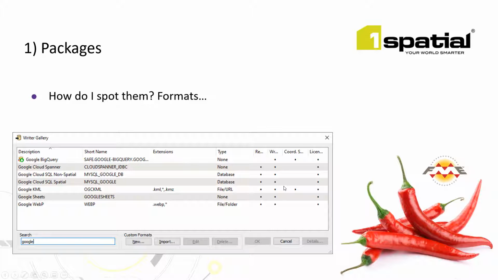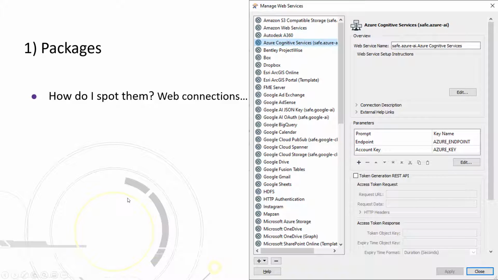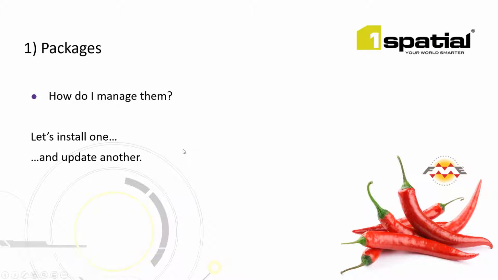If we go and have a look at a format, you can see that this is a Google BigQuery writer. It's in the writer gallery, and you can see that we've got the same convention, safe.google-BigQuery.google. So that's part of a package as well. That's a format writer in this case. And here's a web connection, the Azure Cognitive Services package. It's part of the Azure AI package, and in this case we've got a web connection. So, a number of different ways of spotting them.